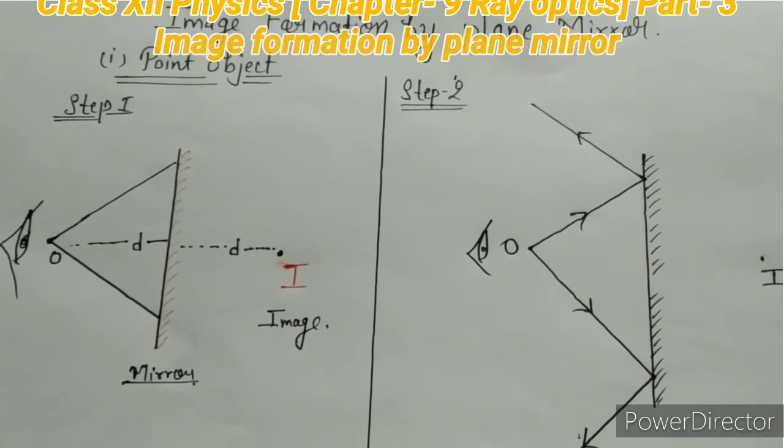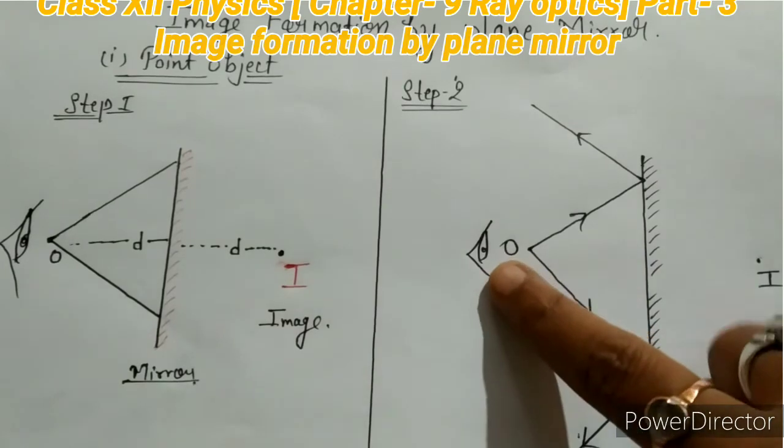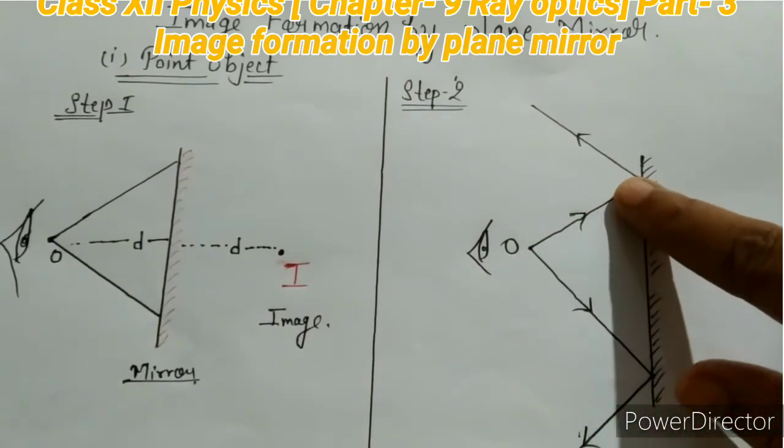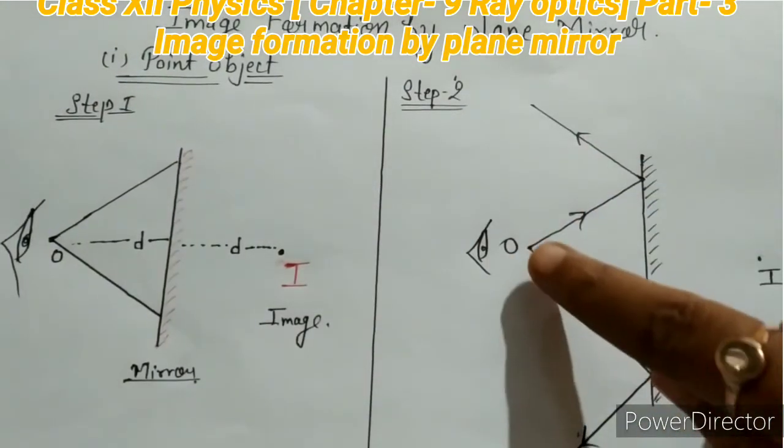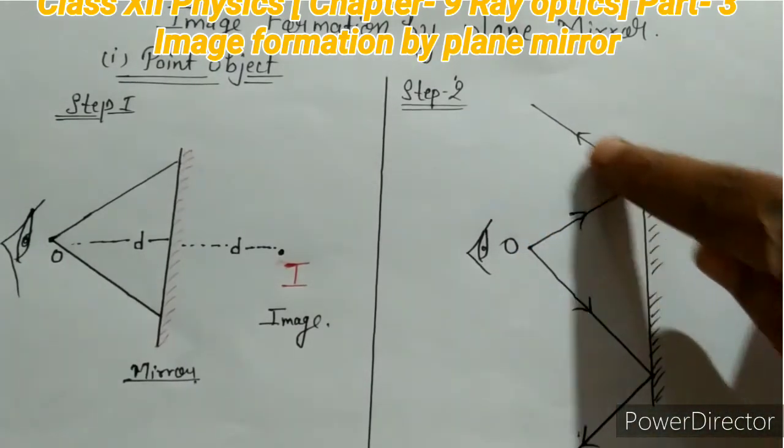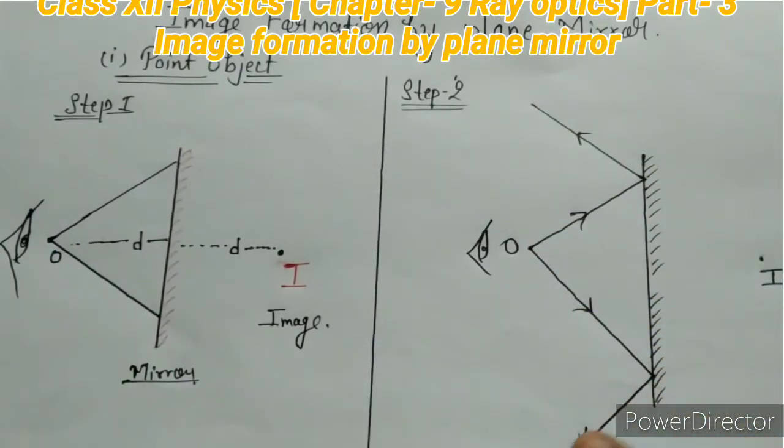We follow the law of reflection and the characteristics of a plane mirror. And we know the law of reflection: the ray is incident on the mirror and reflected there. So we take an incident ray and a reflected ray, and another incident ray and reflected ray. We take two rays because we form the image; at least two rays are required for image formation.